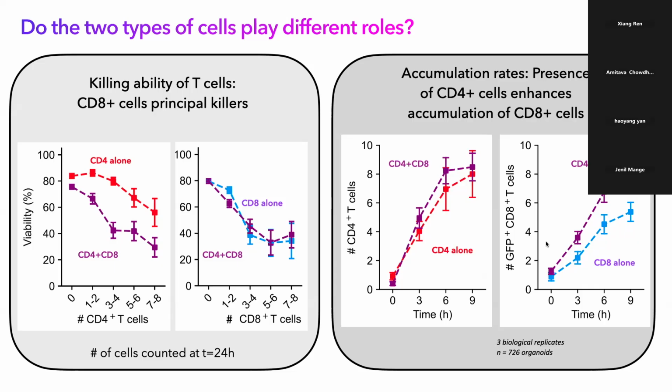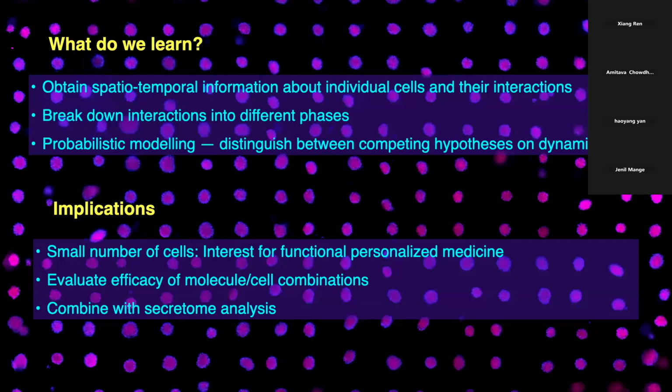So this is the state of the data we have right now. It's still preliminary data, but I think it's very promising. What we are seeing is a different role of CD4 cells and CD8 cells inside the same droplet. Okay, long presentation. So what did we learn so far?